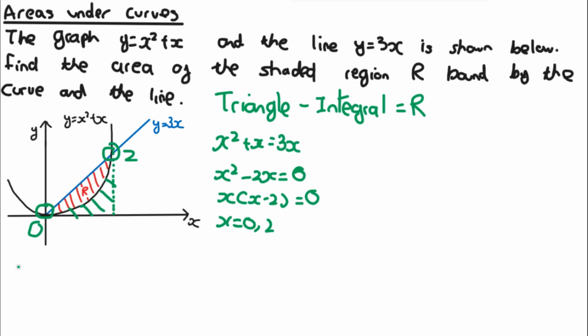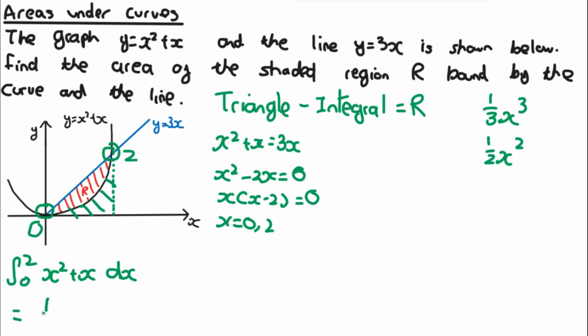So therefore, the integral is going to be between 0 and 2 of x squared plus x with respect to x. So let's do the integral, let's do them individually. So x squared is going to be 1 over 3 x to the power of 3, and then x is going to be a half x squared. So the integral is equal to 1 over 3 x to the power of 3 plus a half x squared, and then we do the square brackets, from 0 to 2.